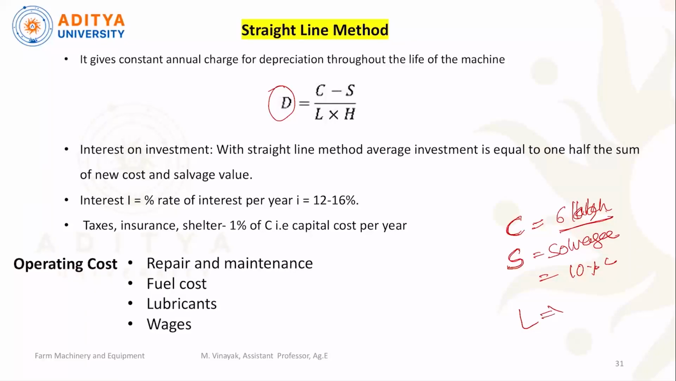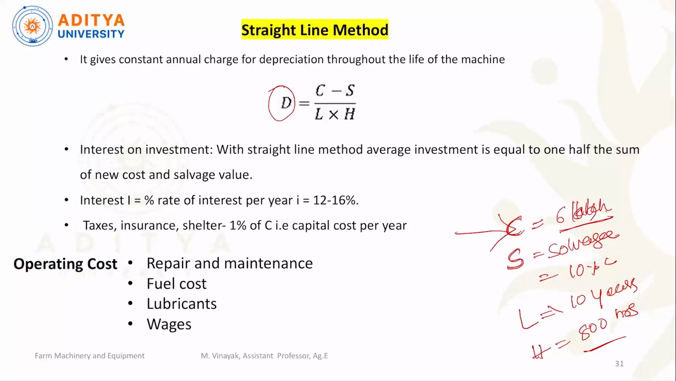Next one is the lifespan of the tractor. Generally we can consider 10 years as the lifespan of the tractor. H is nothing but annual working hours. Most agricultural tractors run for annual working hours of 1800 hours.